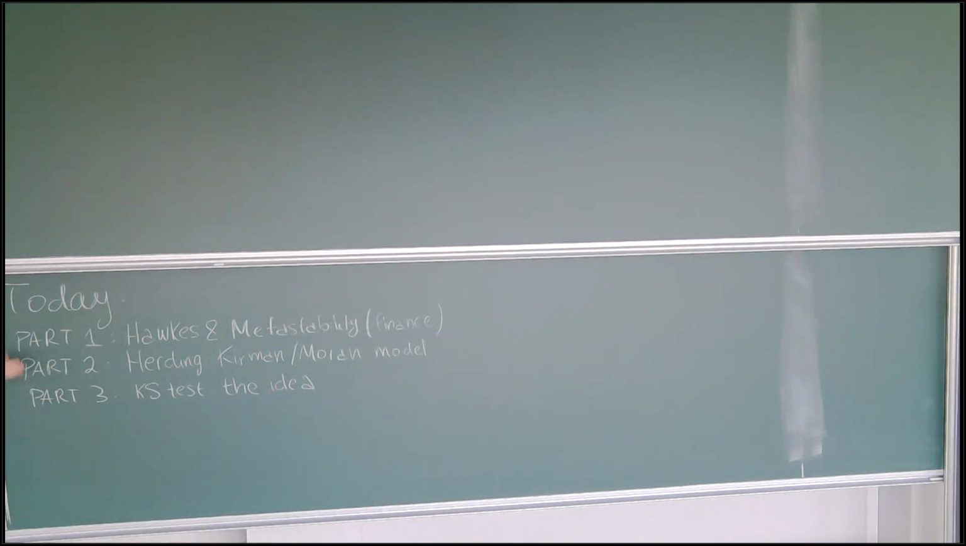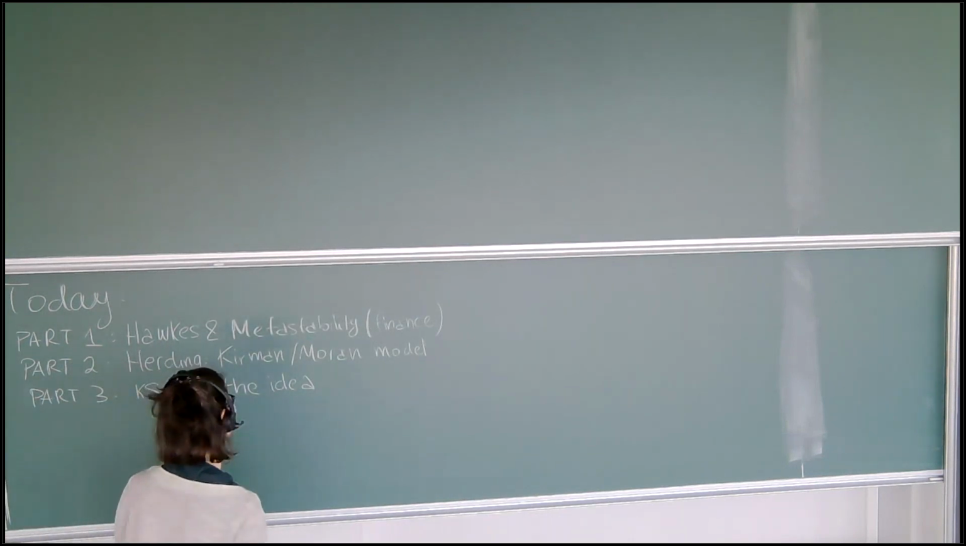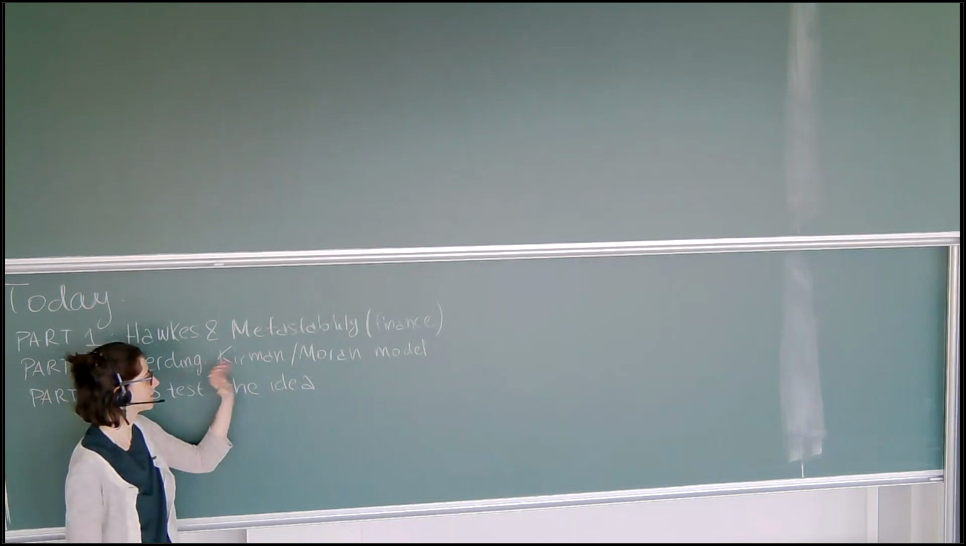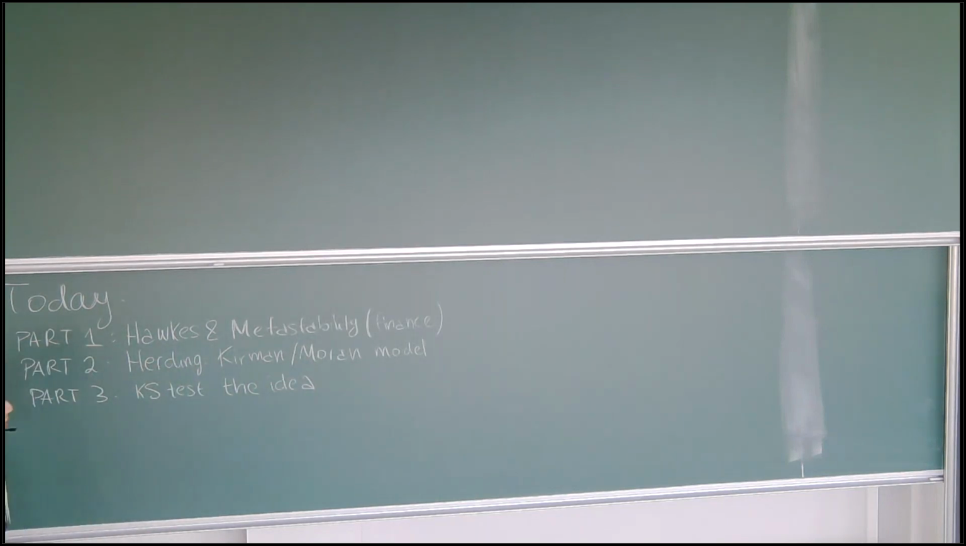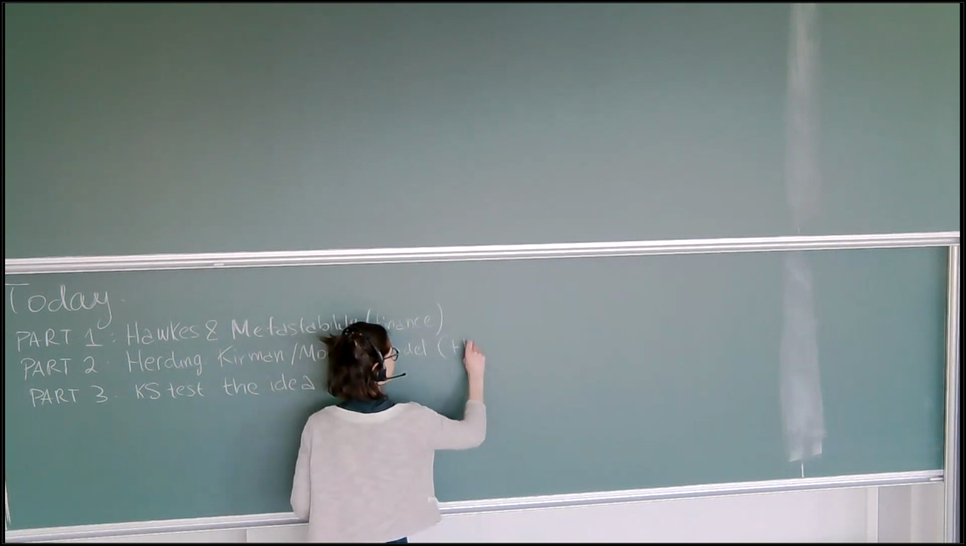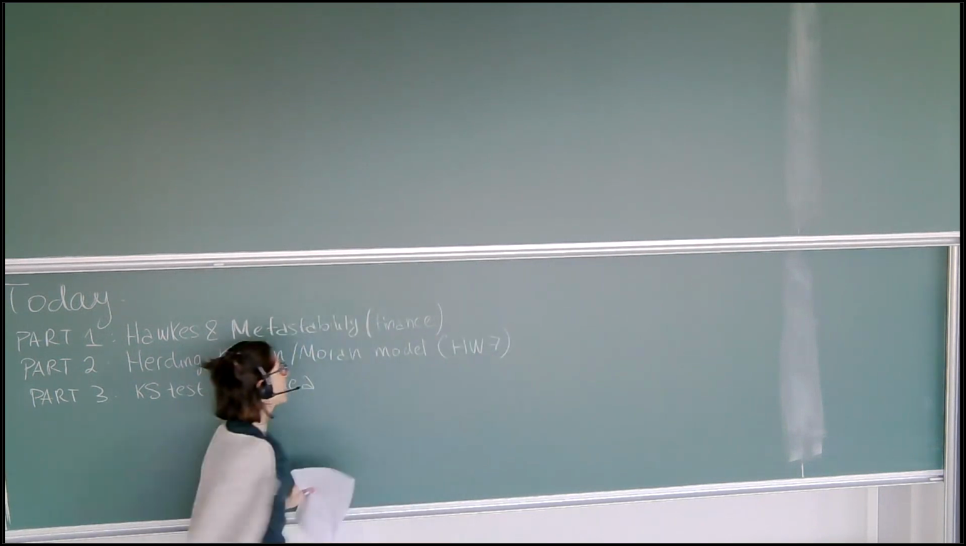Then I think we will make a break, and then we will go to what was supposed to be TD 7, and that is about some simple model of opinion dynamics, if you want. So this is close again to what has been discussed in the last lecture, and this is called in the literature either the Kirman model or the Moran model. So this is also connected to the homework number 7.